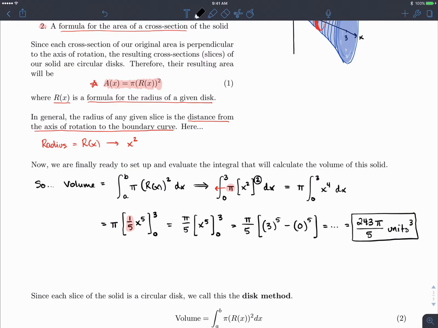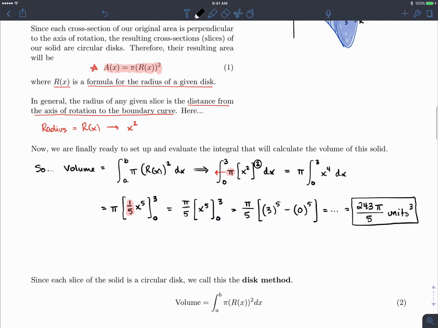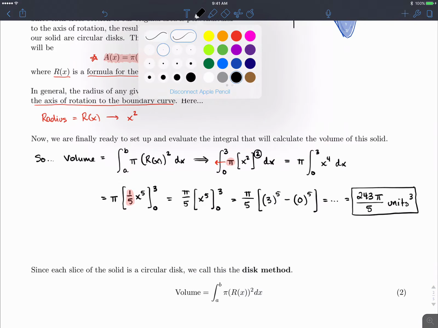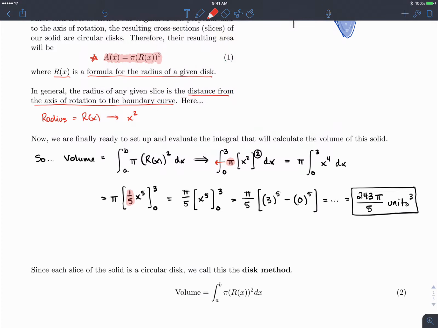So this is an initial example of what we refer to as the disk method. And this is a nice little formula that we can follow. Once we determine that the disk method is what we're going to use, we know that we need just two things. We need to determine these bounds, a and b, and we need to determine a formula for this radius. Again, that radius being the distance from the axis of rotation to the given boundary curve. All right, so that was a nice basic example. Now maybe we'll move on to some slightly more complicated examples.